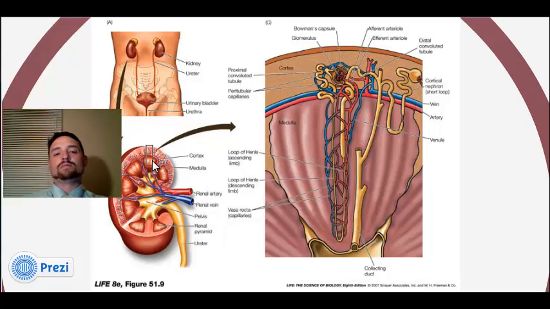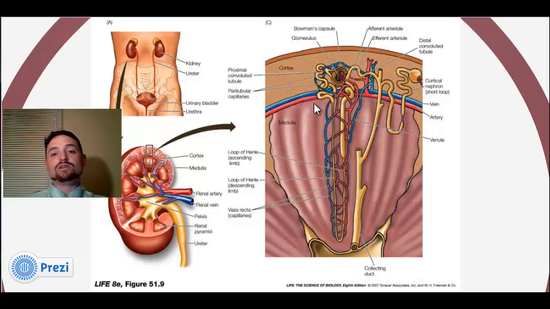So here's our kidney structure. And in the kidney you have the medulla and the cortex. And in the cortex and medulla you have this loop of Henle. Here's the nephron, the glomerulus. Here's the loop of Henle. And this loop of Henle helps to reabsorb water so that by the time the liquid gets to here, there's very little water left in it.